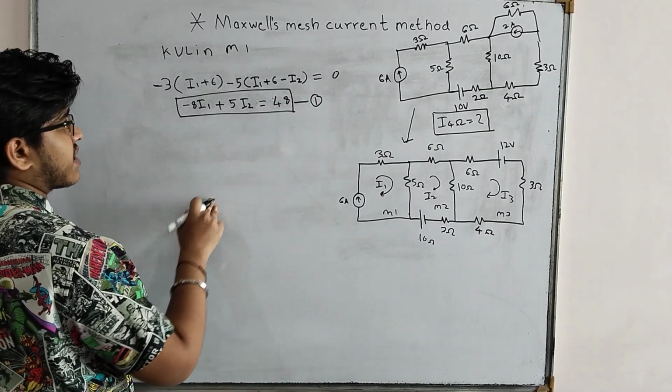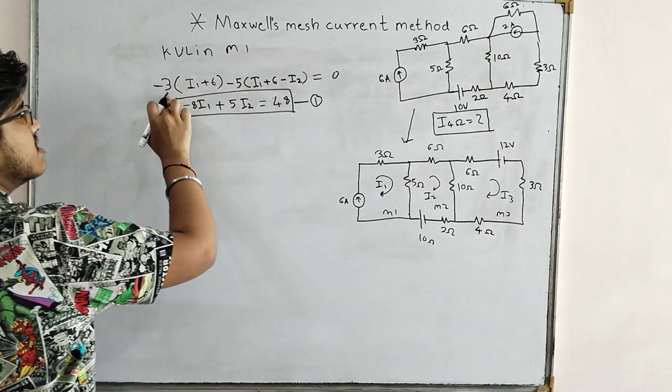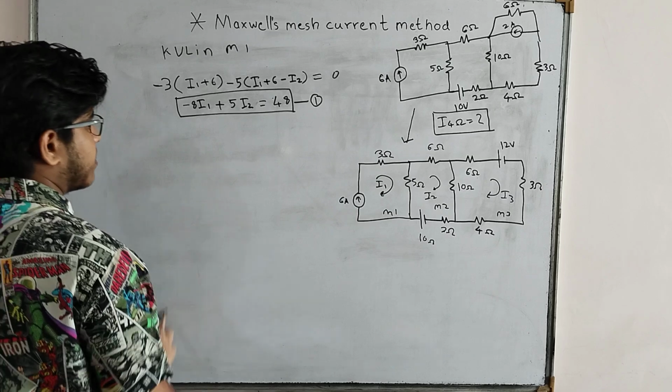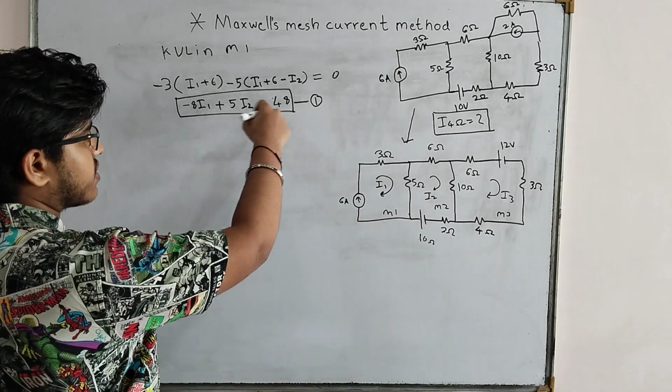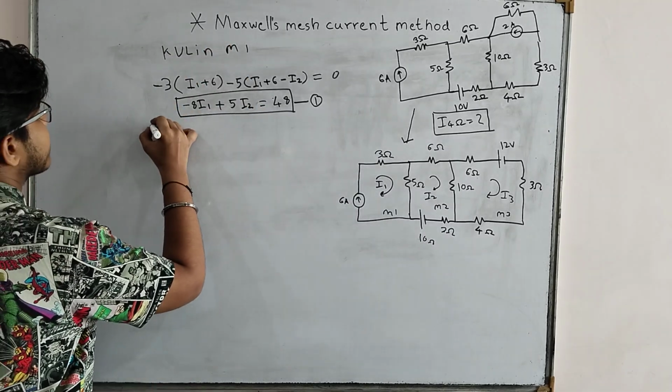I will just recheck my calculation. This will be minus 5 into 6, it will be minus 30, and minus 3 into 6, it will be minus 18, and when we sum up both, it will be minus 48, and the minus 48 will go on that side to become plus 48. Okay, so it is correct.